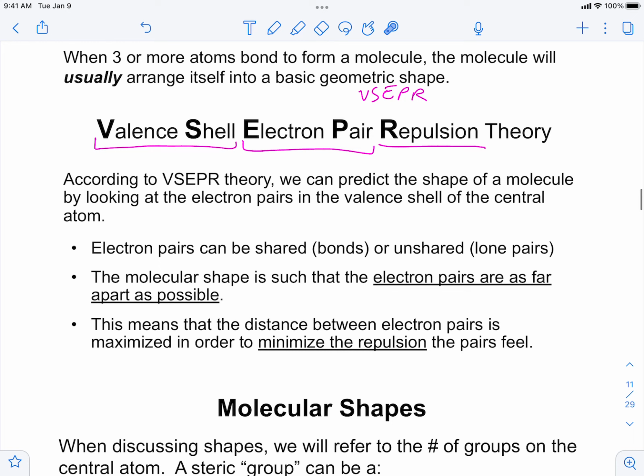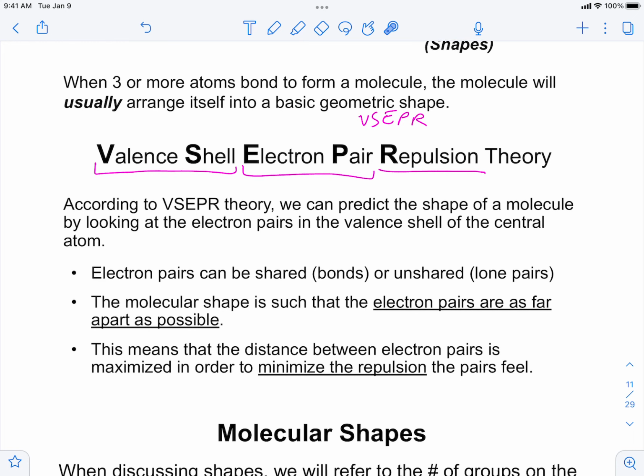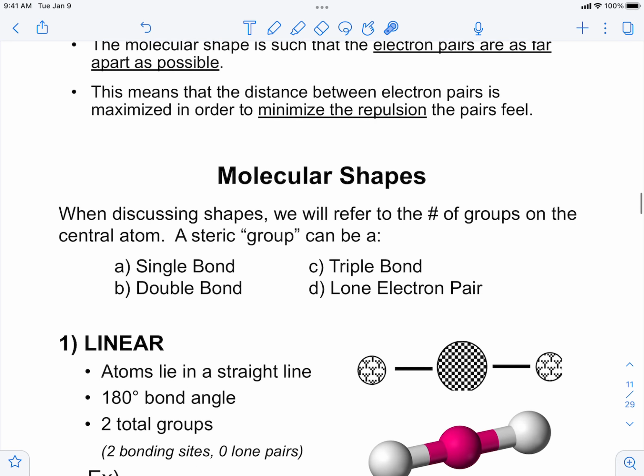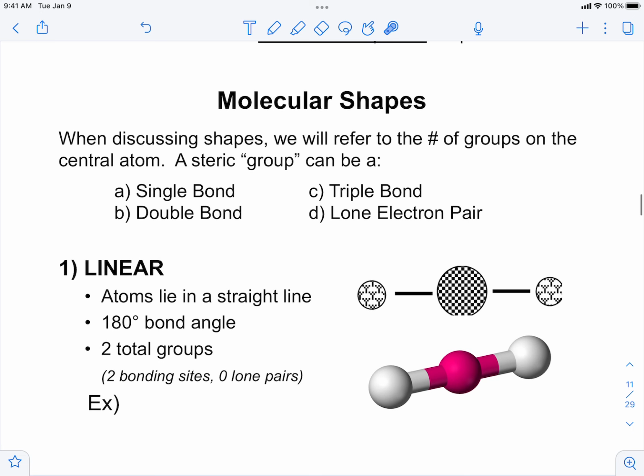So, first, let's define what we mean. Well, actually, let's just start with the first shape. Whenever we draw a Lewis diagram, we need to know what a steric group is, or an electron group. An electron group can be either a single bond, a double bond, a triple bond, or a lone electron pair. So let's say that we had a pretty simple molecule like this one.